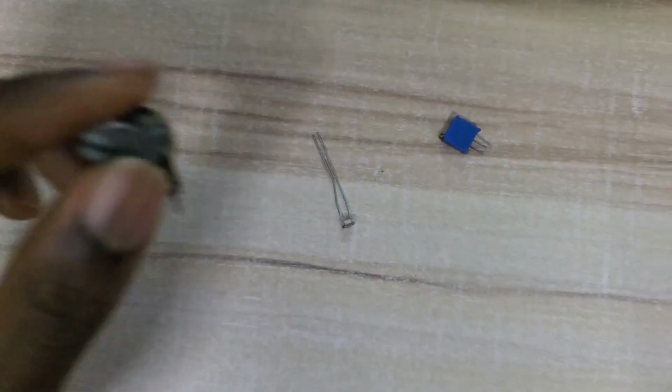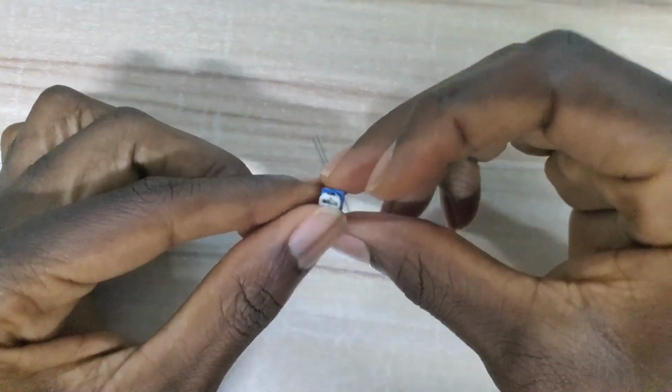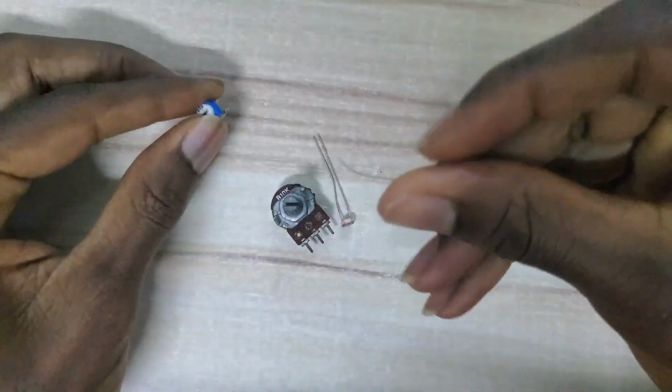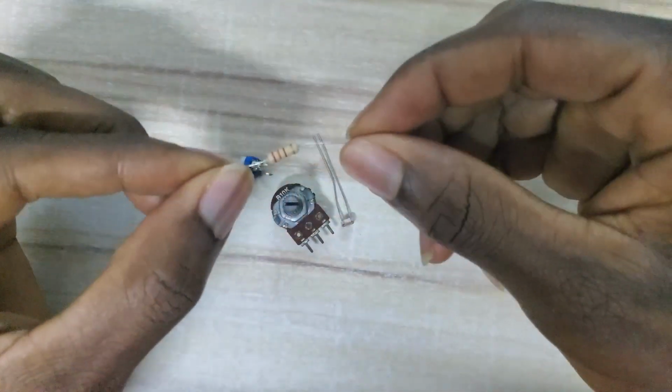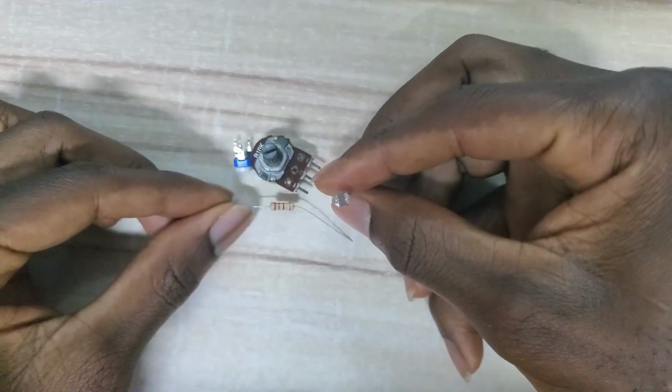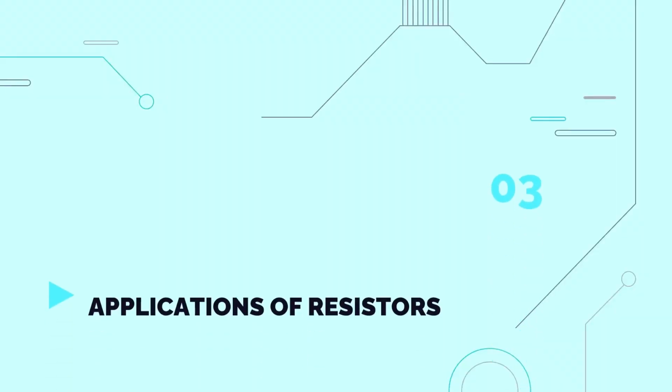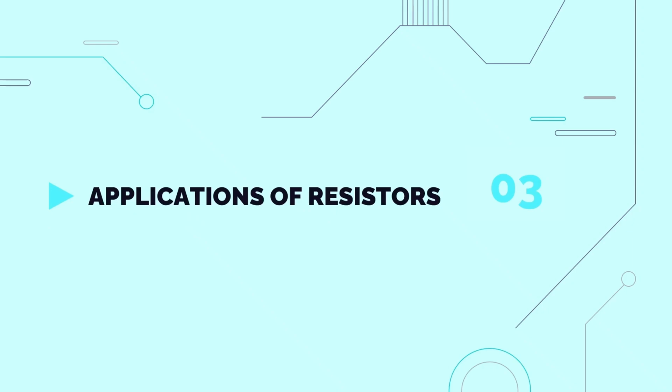This video shows some of the types of resistors previously mentioned. First, we have the potentiometer and variable resistor. Next, we have our fixed resistor, and finally, a special type of resistor, the photoresistor. Now, let's take a look at some of the applications of resistors.